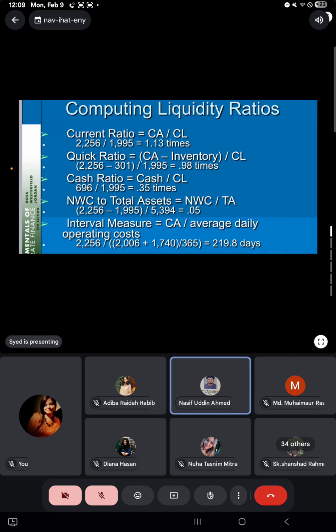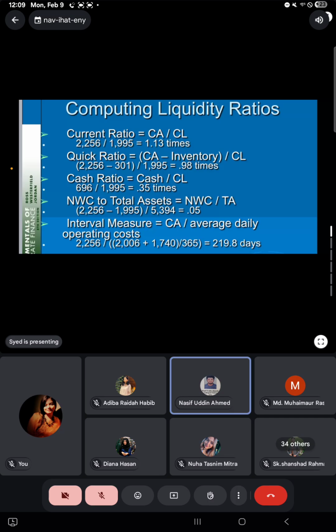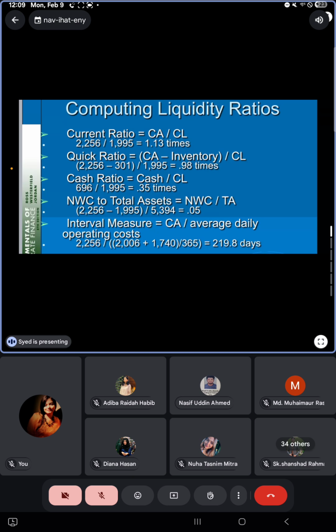Sir, can you just repeat the purpose of the quick ratio just once? Yeah, sure. Quick ratio is measuring the firm's ability of paying current maturing obligations with the most liquid assets. Thank you, sir. Okay, welcome. So here the 301 is the inventory that is deducted from the current asset 2256. That will give you the most liquid assets, and then divided by current liability, which is 1995. Okay. And it will give you the quick ratio 0.98 times.